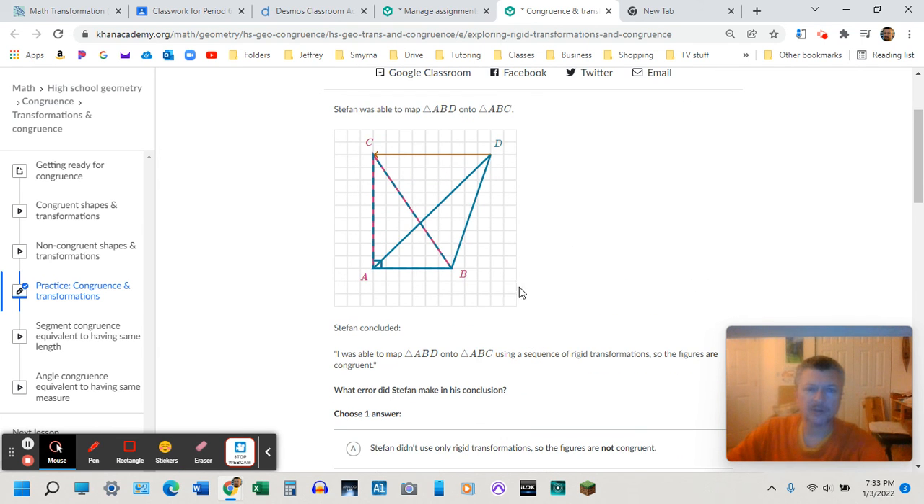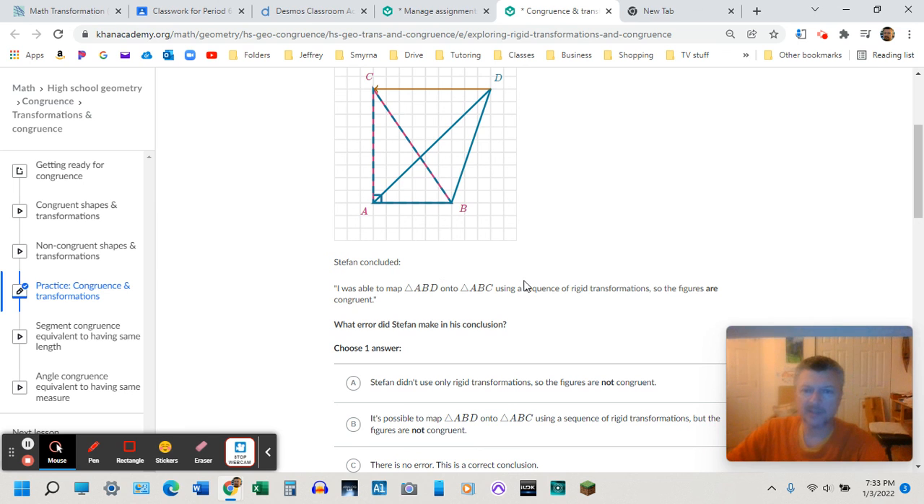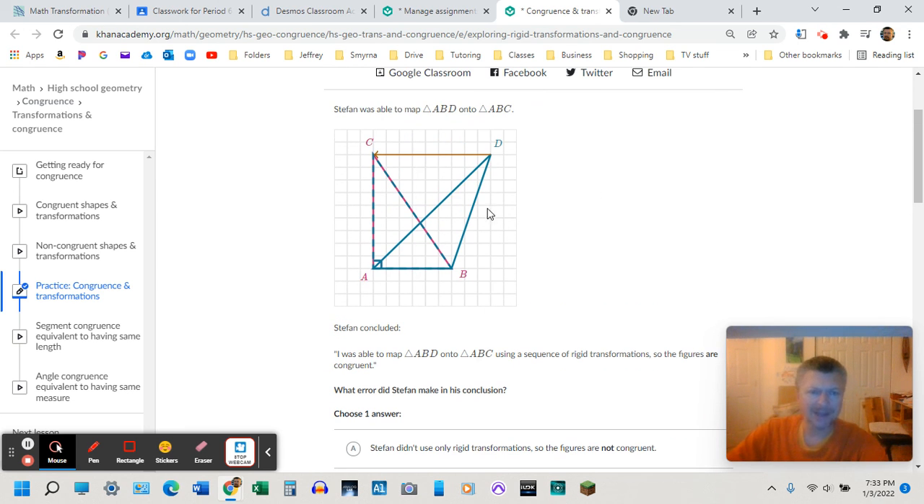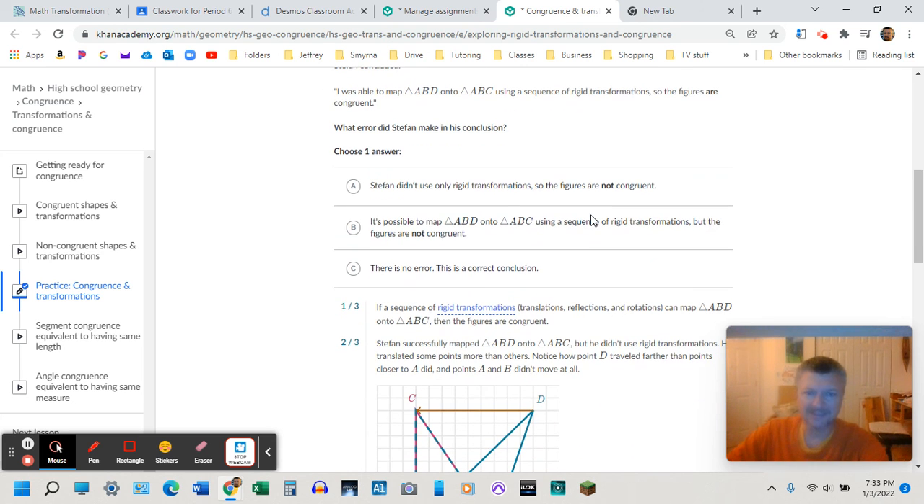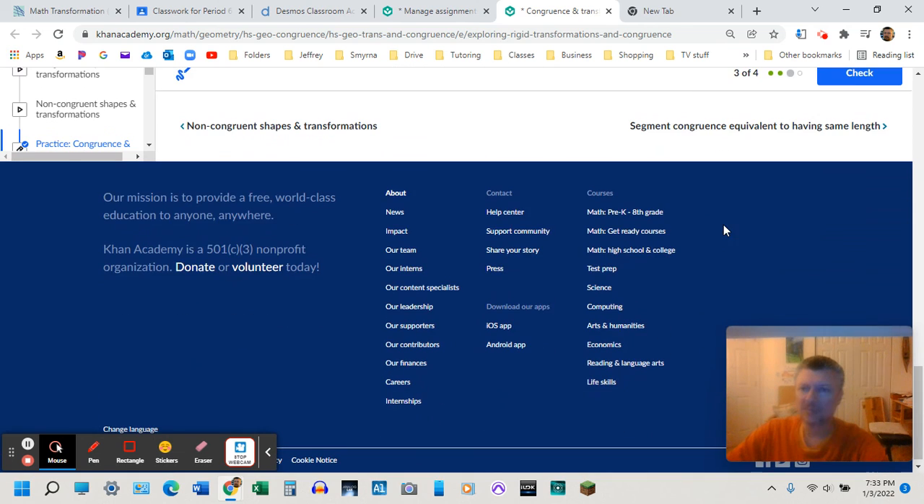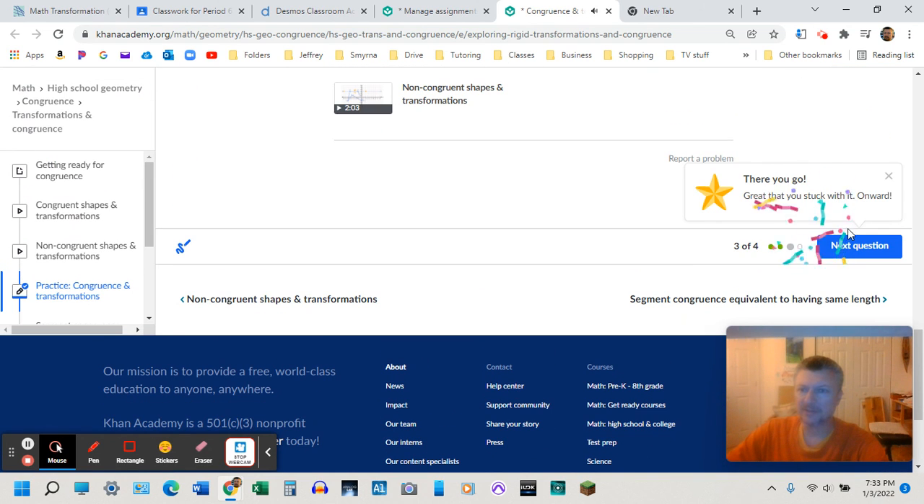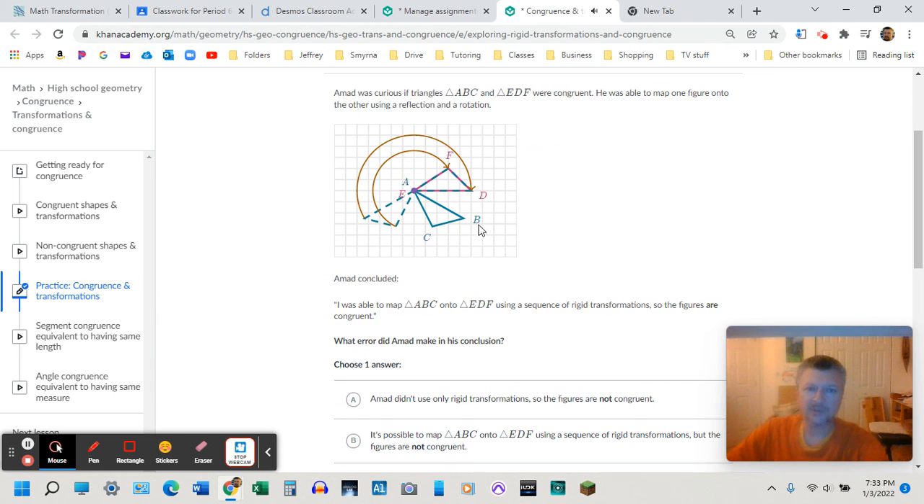Let's see. Okay, so I was able to map. He said he did a sequence of rigid transformations. Yeah, I don't know exactly what he did here. So it wasn't correct what he did. So that would be A on that one. I'm not sure what he tried to do on that one. But here's one. It shows a rotation. Okay, so this one's obviously the most challenging one, but you know that you only have 3 of these, so you got a little bit of time. All right, so that's pretty much it for that.